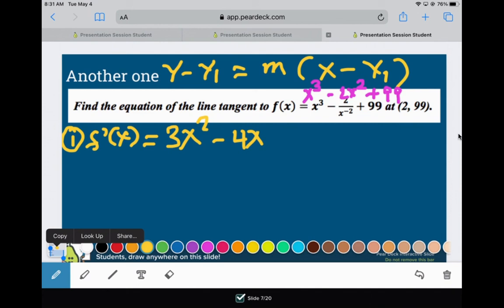So notice I skip steps when I'm taking the derivative because right now, at this point, I'm hoping that you know how to take the derivative. If you don't, you will get lost. So see me for help or do extra practice, the one that you didn't do yet. So that's step 1. I will do step 2. I'm gonna find the slope. Which value do I use to find the slope? The 2 or 99?